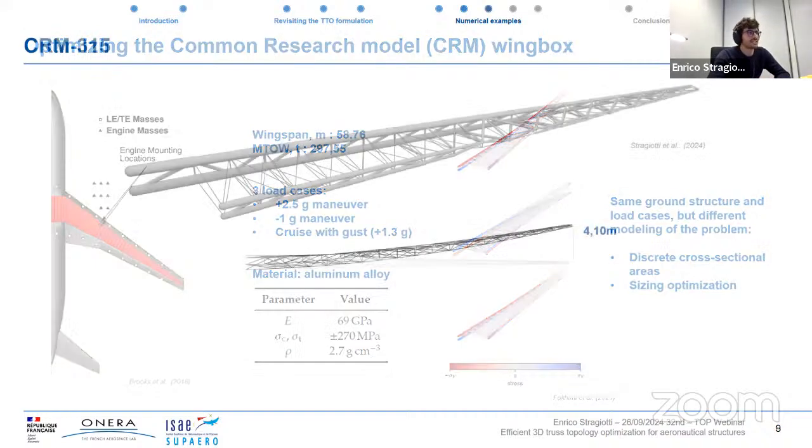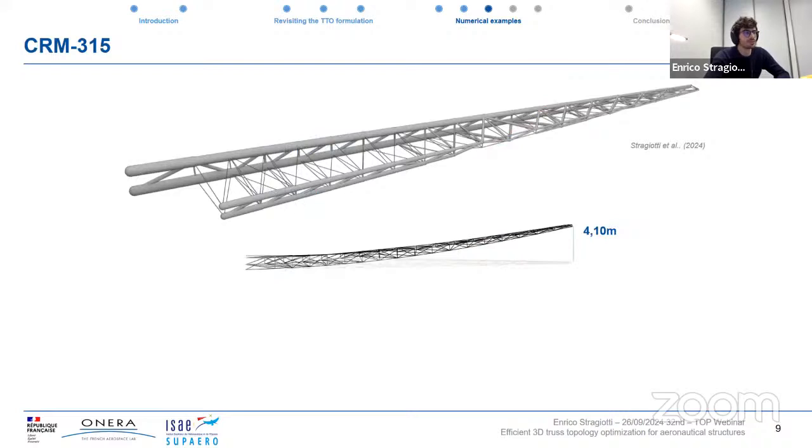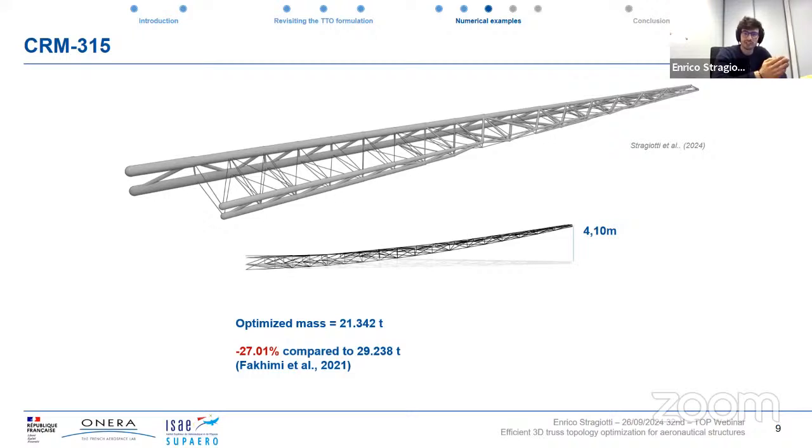So I can present here to you the solution of our algorithm. We can see here also the deformation of the structure for the first load case. And if you want to compare it with the solution of Fakimi, we found that in general, we have a 27% improvement in mass. This is essentially due to the fact that we are using continuous sections, but especially because we are doing topology optimization.